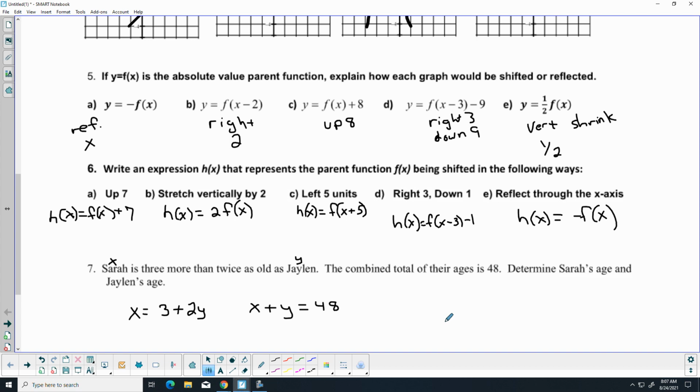And if you were going to go ahead and do this one, you'd use substitution. And I think you get 15 and 33.